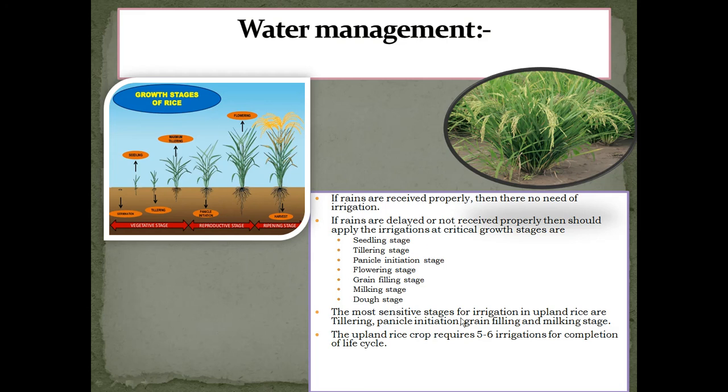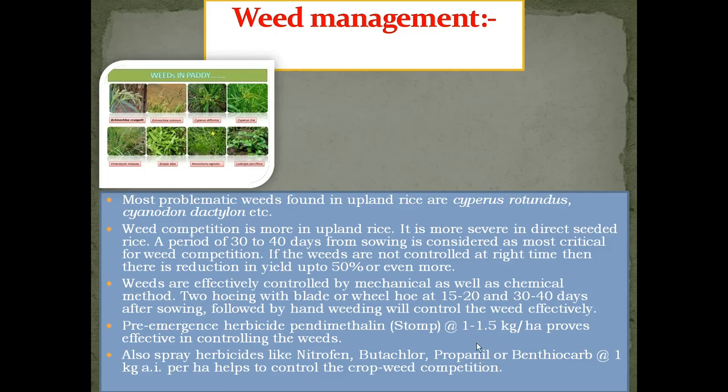The most sensitive stages for the irrigation of upland rice are tillering, panicle initiation, grain filling, and milking. Among the four, the most critical are tillering and panicle initiation. Upland rice requires a number of irrigations, that is 5 to 6, for the completion of its life cycle. This is the water management. Next point, that is weed management.